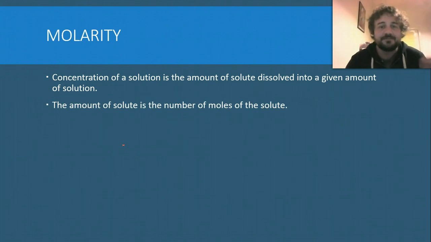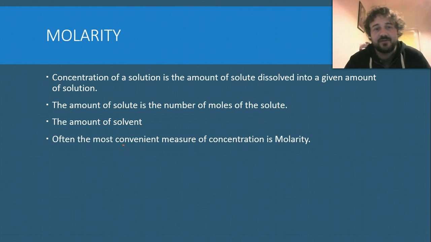Okay, so the amount of solute is the moles, the amount of solvent, that's the two things we're looking at. Often the most convenient measure of concentration is molarity. Now, if you're an environmentalist, or environmental scientist, you're going to be looking at things like parts per million, and these aren't done in molarity; they're done as a percentage of weight or a percentage of volume.